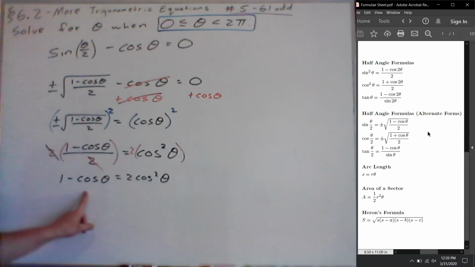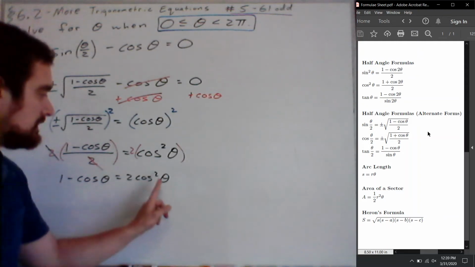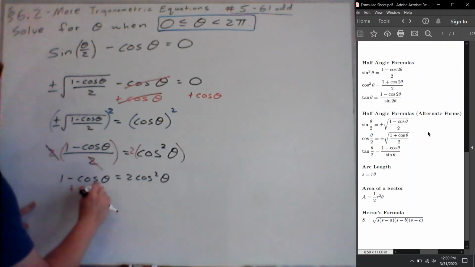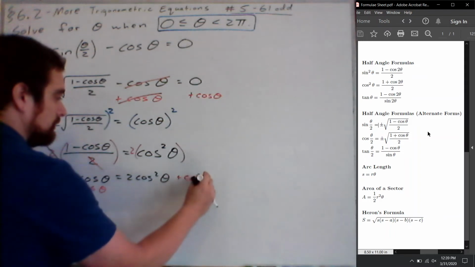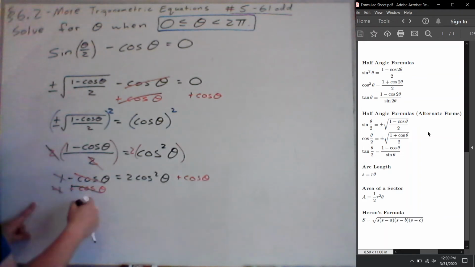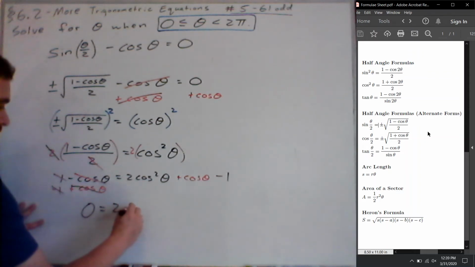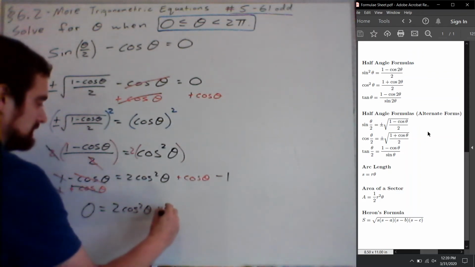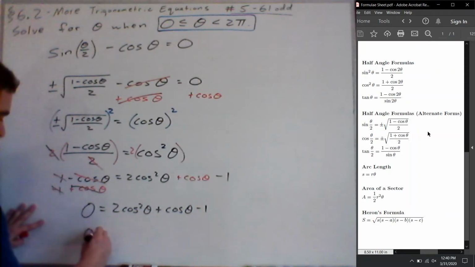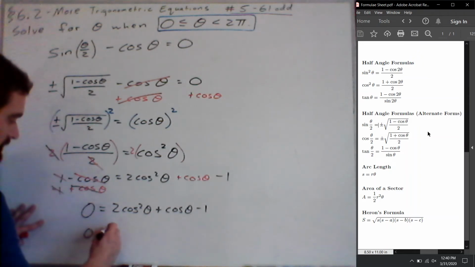So here's the equation I'm looking at. 1 minus cosine theta equals 2 cosine squared of theta. There's still a square there. There's a cosine there. So I'm going to get this thing set equal to 0 by adding a cosine of theta and subtracting a 1 on both sides. Now, it doesn't matter if you get 0 on the left or on the right-hand side. This thing is set equal to 0, so I can still factor it and set each factor equal to 0. Right? No harm, no foul. Doesn't matter where the 0 is, one side or the other, as long as it's there.